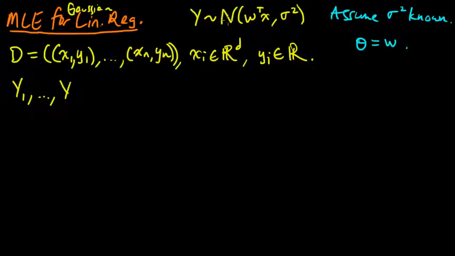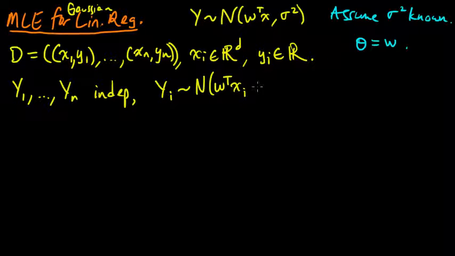Okay, so that's the generic thing, and now to model our data, we're going to assume these random variables y1 through yn, and we assume they're independent. And yi is just like this, normal with mean w transpose xi and variance sigma squared. So independence is part of our assumption.